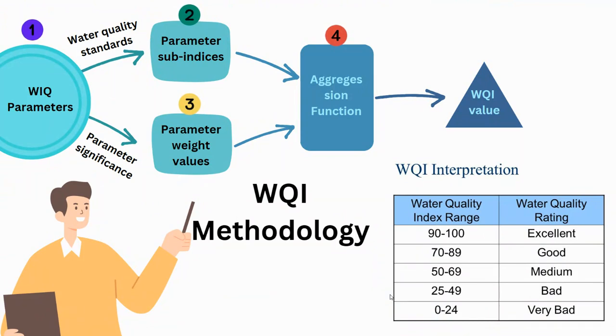1. Selecting the water quality parameters. 2. Generating sub-indices for each parameter. 3. Determining their weighting values. 4. Aggregating the sub-indices to calculate the overall water quality index. After calculating WQI, Samia can compare the results to local standards.